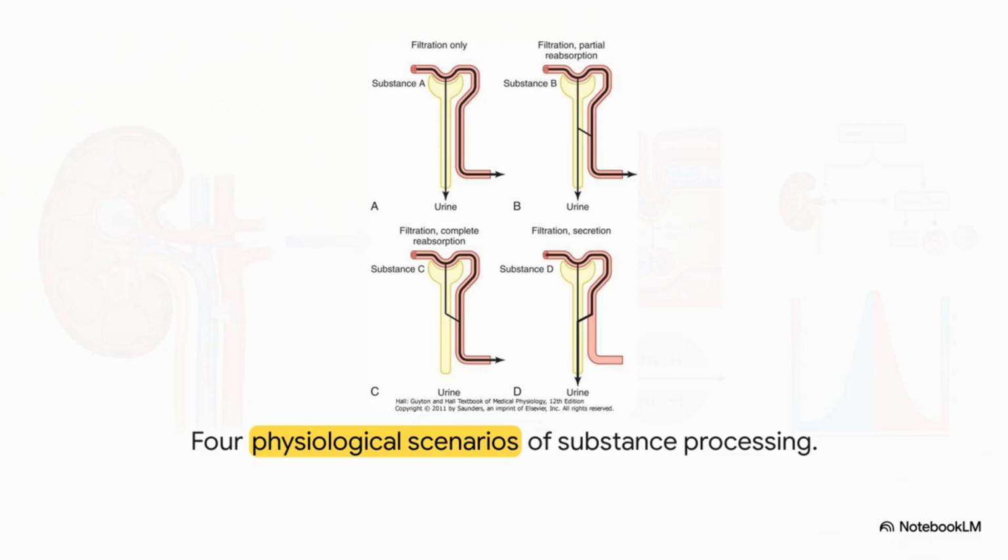Substance A over there, that is filtration only. Whatever goes into the tubule leaves in the urine, which makes it a perfect marker for measuring flow. Then you have substance B. It gets filtered, but then undergoes partial reabsorption. Basically, the blood takes some back, but a portion still gets excreted.